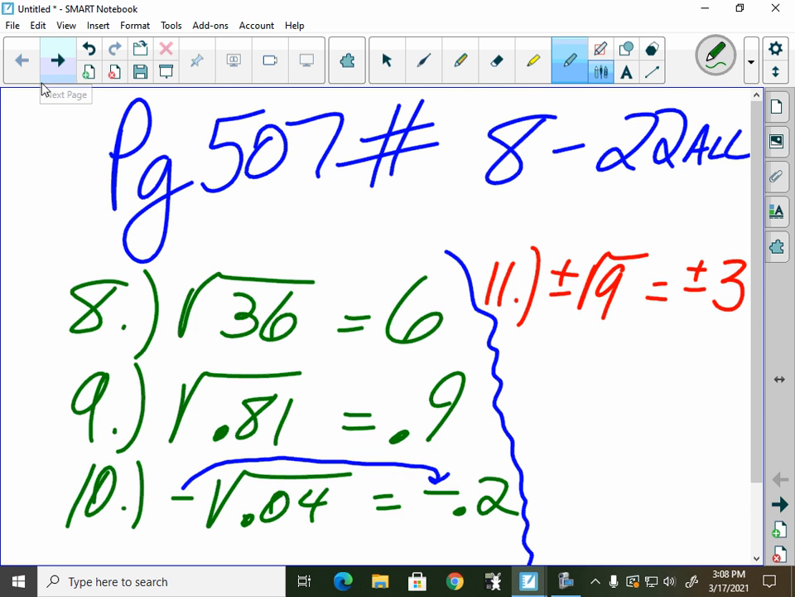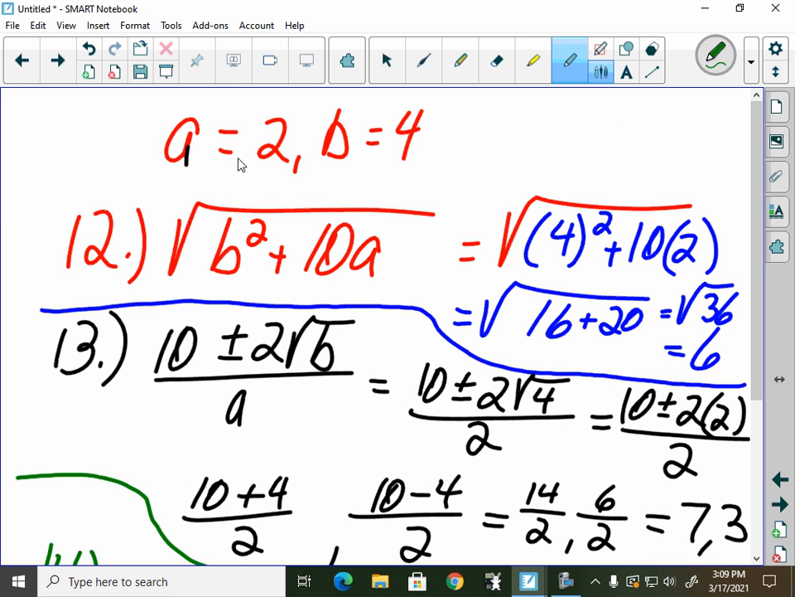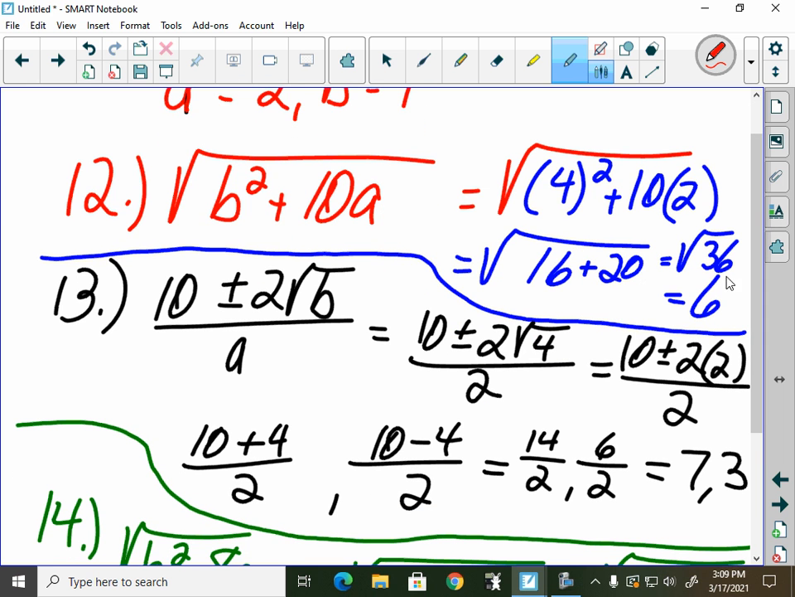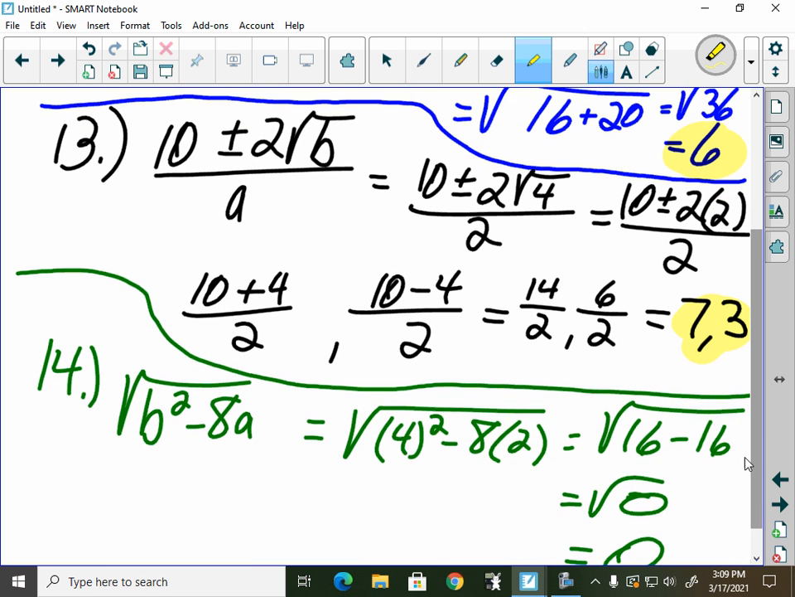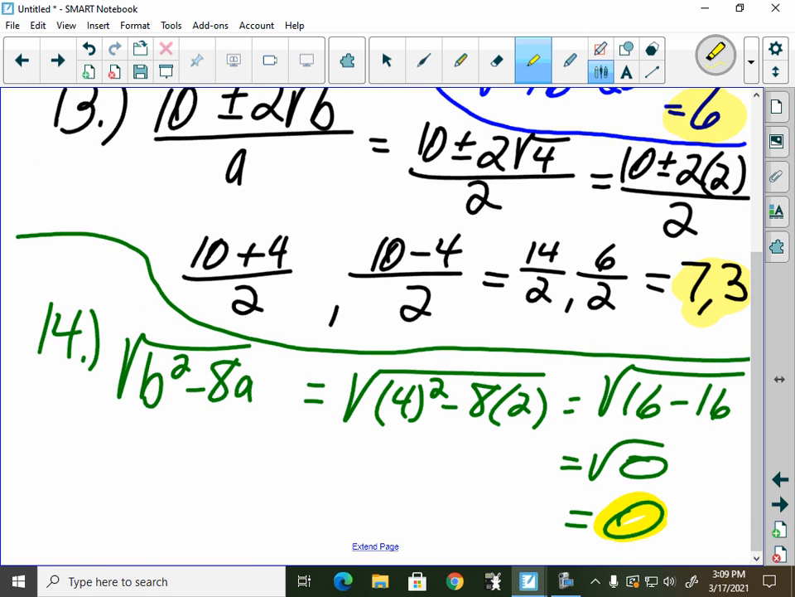Okay, so let's backtrack one more time. The negative went along for the ride. Plus or minus, plus or minus. The plus or minus went along for the ride. Then we just did this problem. A was 2, B was 4. That black line still bothers me also. That looks good enough. Square roots, all that good stuff. The first answer was 6, number 12. And the next answer, number 13, had 2 answers, 7 and 3. And then our third problem, number 14, had 1 answer of 0.